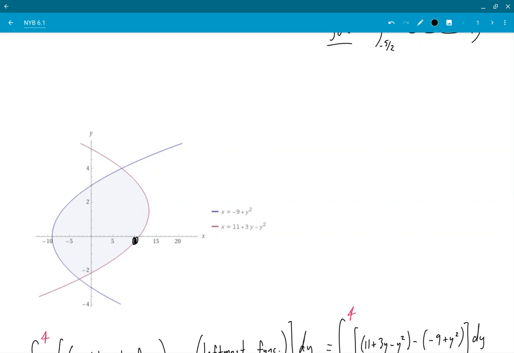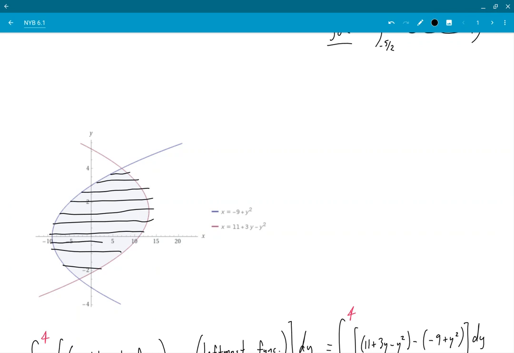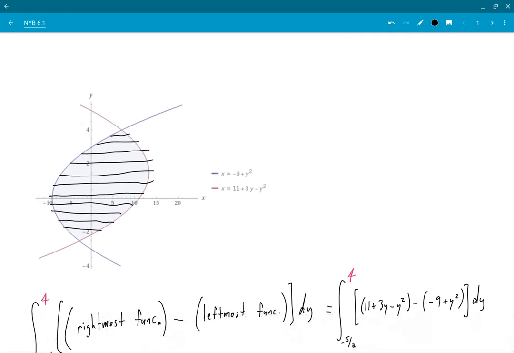Now that's why we're doing things horizontally here. If I do things horizontally, the leftmost curve and the rightmost curve are always the same thing. They don't change anywhere in my region. But if I try to do upper and lower, there are all kinds of problems. This will come up again in 6.2, but I'll just touch on it here.